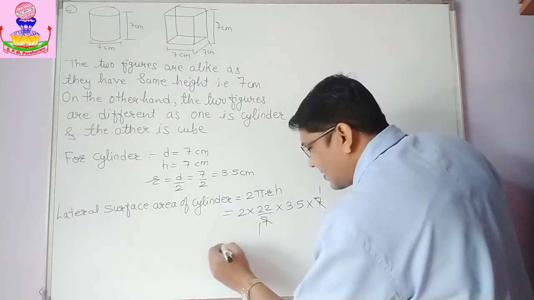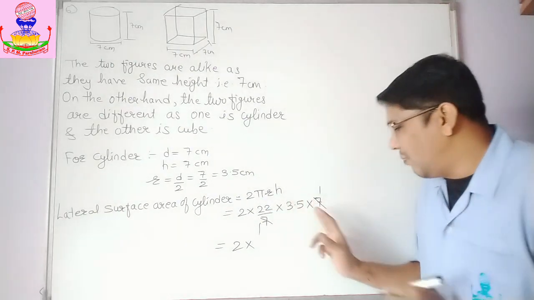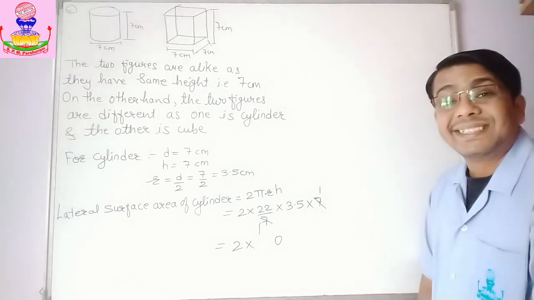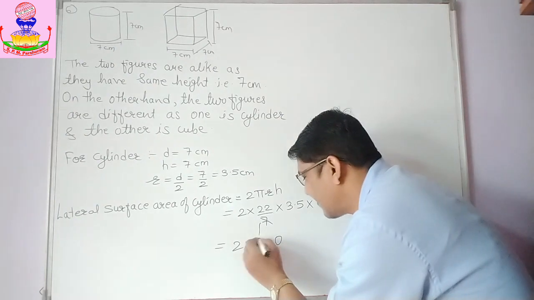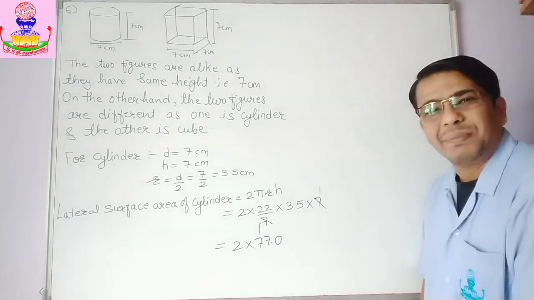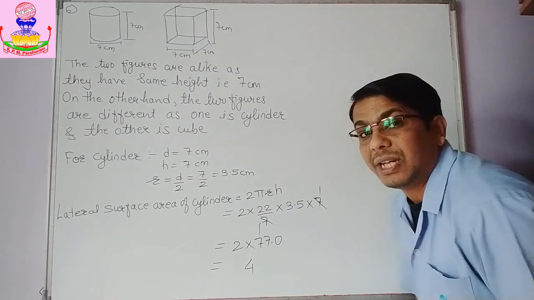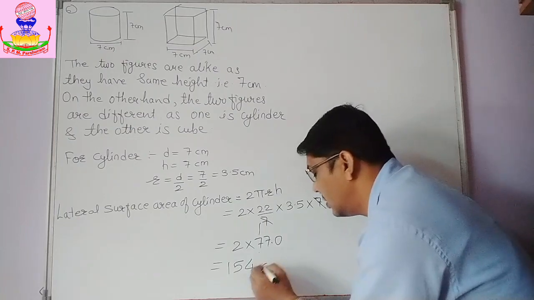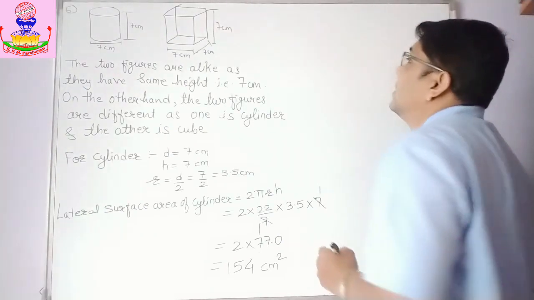Now 2 into, I know the table of 22. 22 5s are 110. 11 carry on. 22 3s are 66. 66 plus 11, how much? 77. Decimal point after one digit. So it becomes 77. Now 2 7s are 14. 1 carry on. 7 2s are 14 plus 1, 15. So 154 centimeter square. That is the lateral surface area of the cylinder.